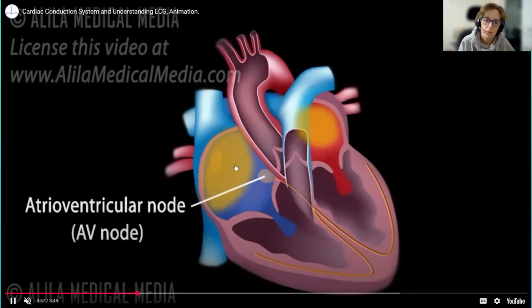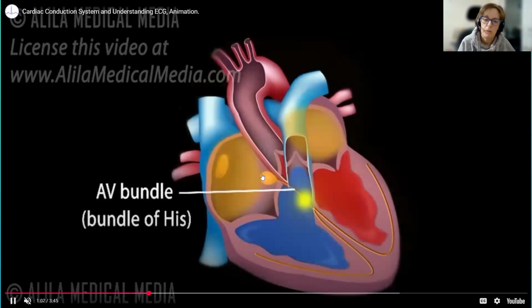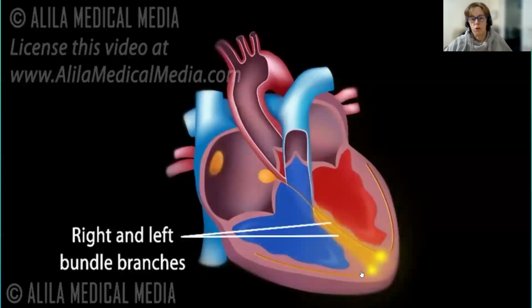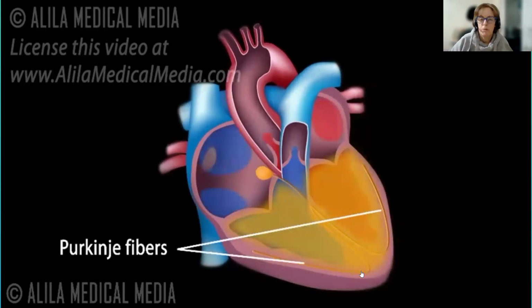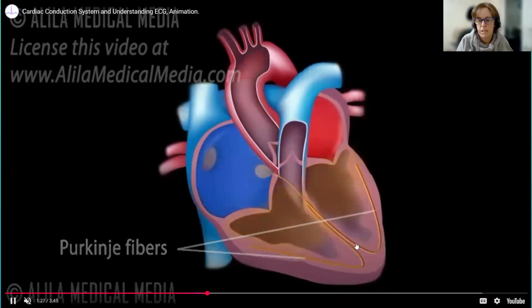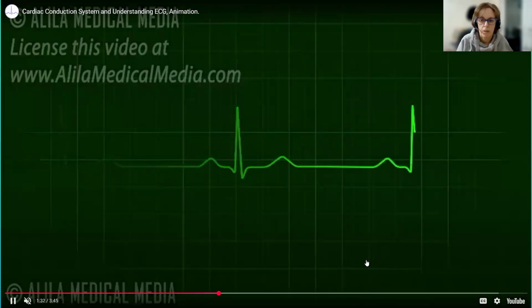The reason that is there, look, you can see the impulse spreads across the atrium. That's fine. But then we need to get this down to the bottom of the ventricle. We can't just let it spread over the ventricle, or otherwise the ventricle will be squeezing from the top down. We can't let that happen. So it goes down this fiber from the AV node, the atrioventricular node, and this fiber is called the bundle of His. And then it goes up to these fibers at the bottom called the Purkinje fibers.